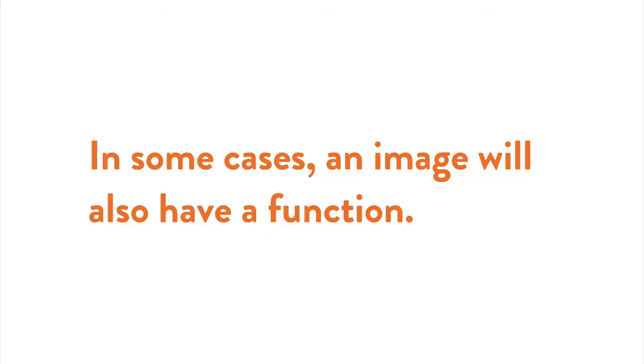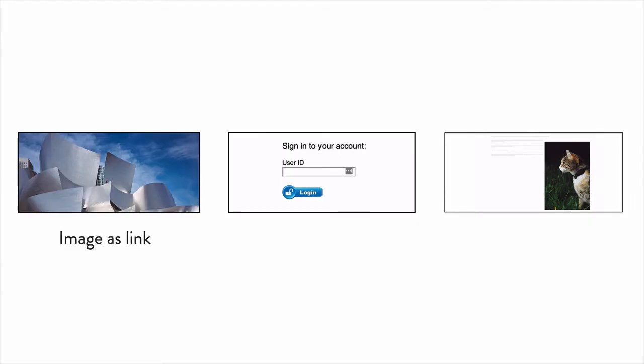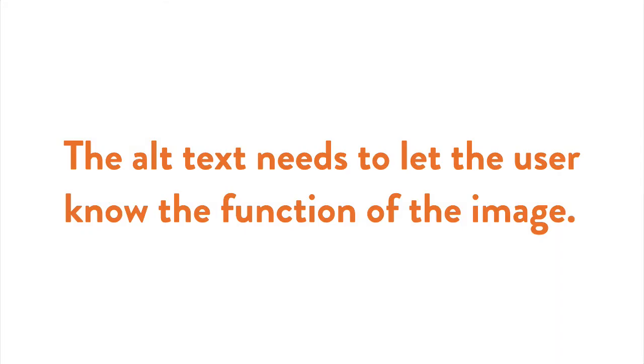In some cases, an image will also have a function. For example, an image that is also a link, an image that is a button on a form, or an image that performs some other action using JavaScript. For this type of image, the alt text needs to let the user know the function of the image.